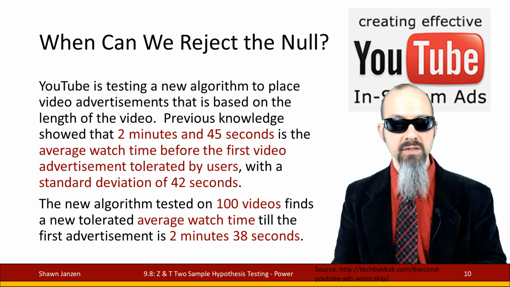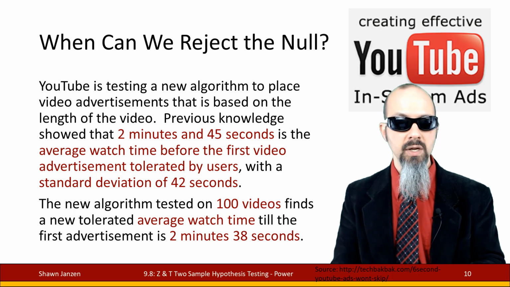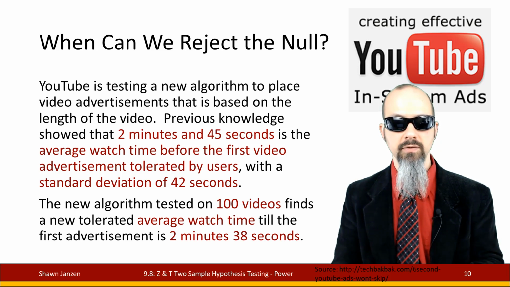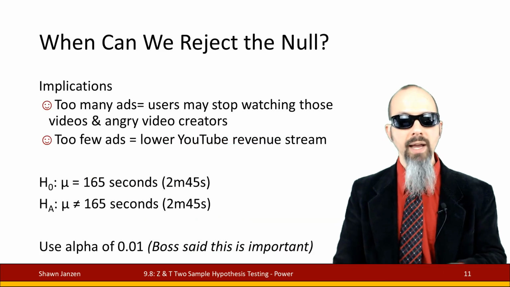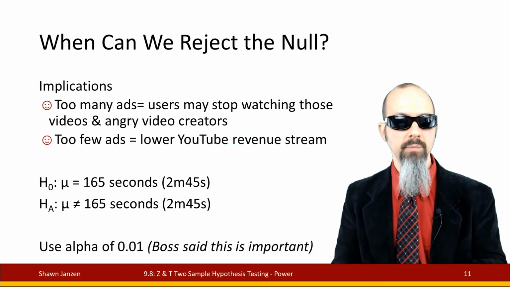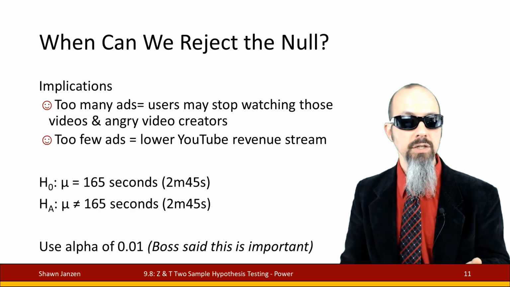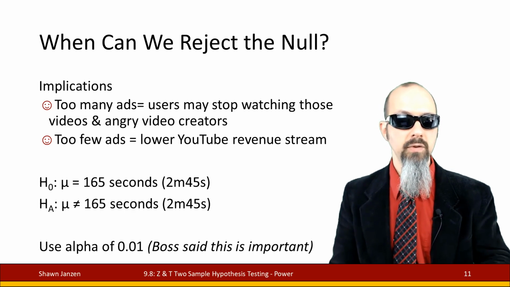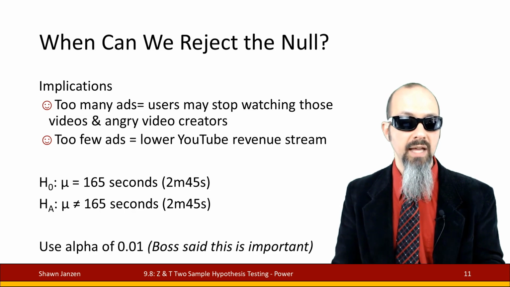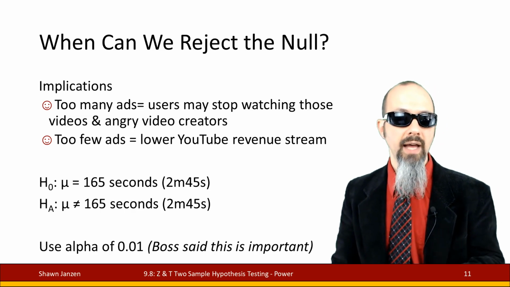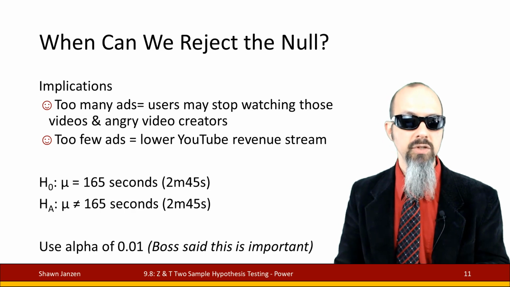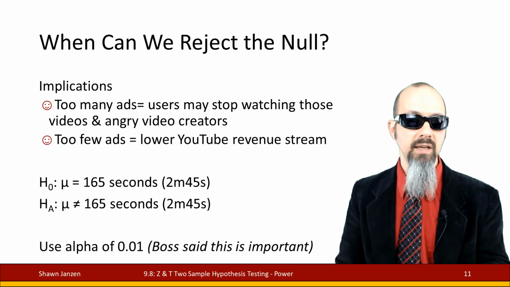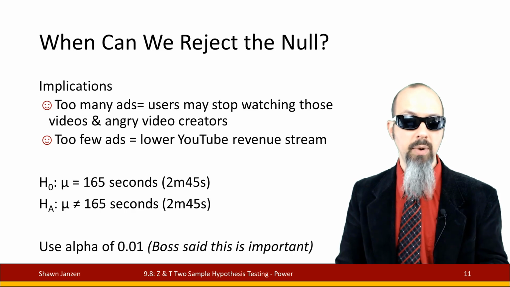Now keep in mind, these are different people watching these on different videos, so this isn't the same sort of groups. These are different groups, and we're just looking at how this differs across the two different types of variables. So why is a question like this important, and why would we be doing power analysis on this? Well, first of all, implications show that too many ads and our YouTube viewers might stop watching those videos. And this could also get angry video content creators that are having advertisements put on their platforms, etc. In addition, if there are too few ads, then YouTube is going to have a lower revenue stream, and it's going to have to find other ways of making its operations work in the red and profitable for Google.